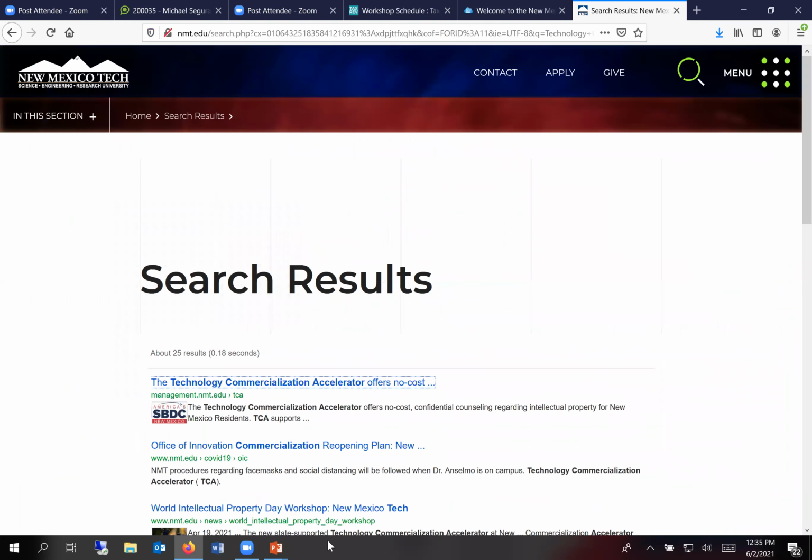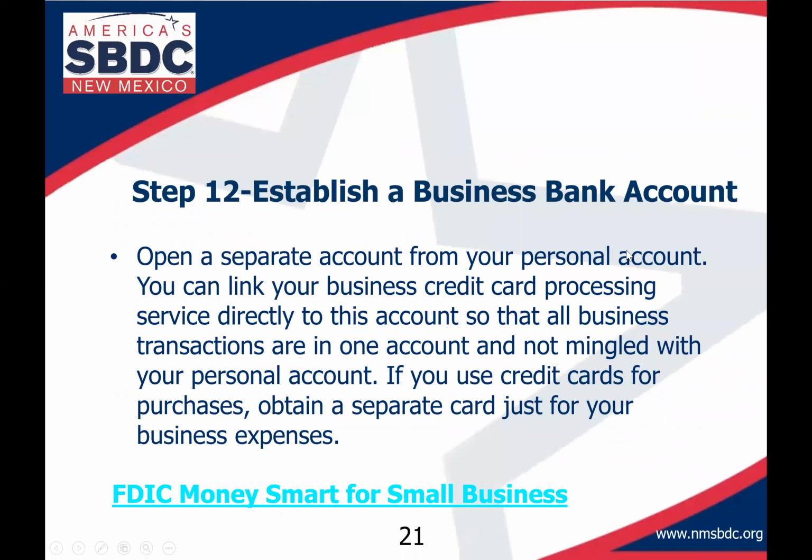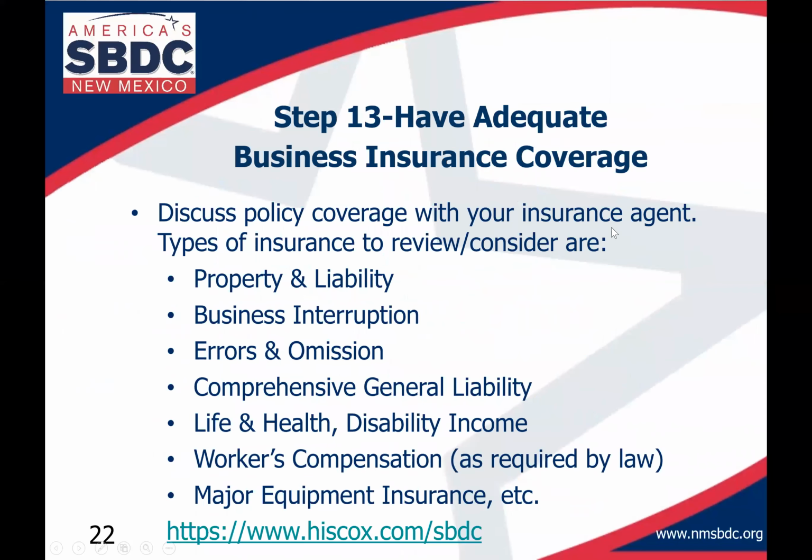So I'm glad I was able to share that resource with you today. And now let's get to lucky step number 13 and our final step. It's to have adequate business insurance coverage. This slide shows the common types of insurance coverage for businesses. I recommend you research your options with an independent insurance broker. Oftentimes, independent insurance brokers sell insurance from many different companies and tend to be less biased because they go with a lot of different companies.